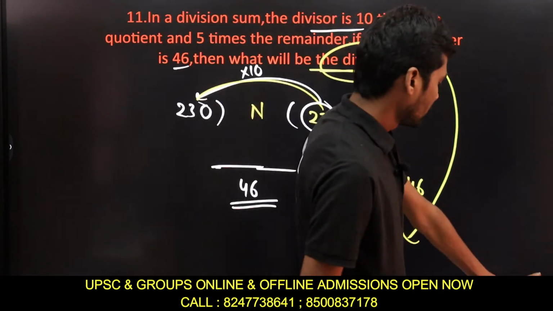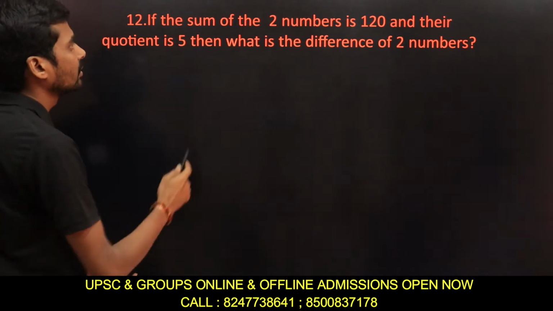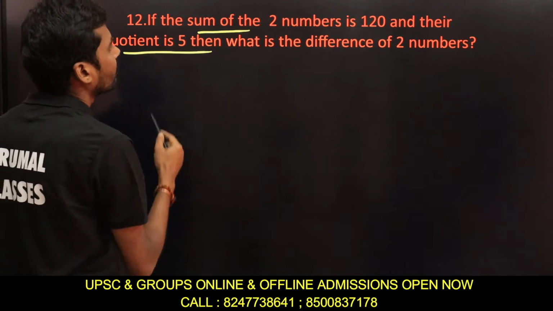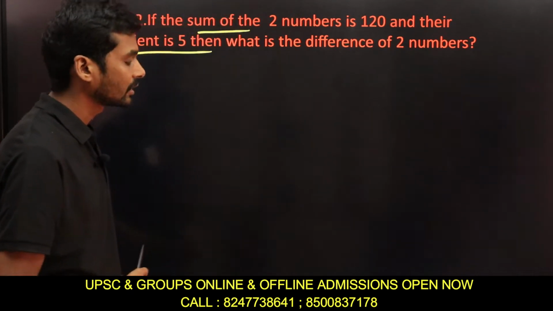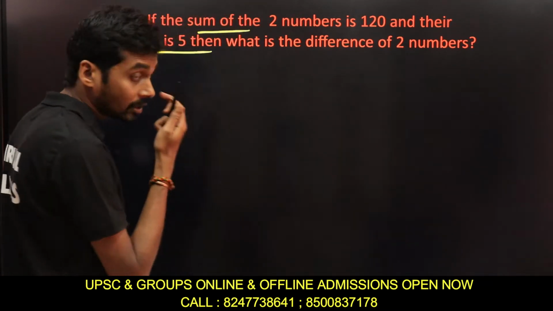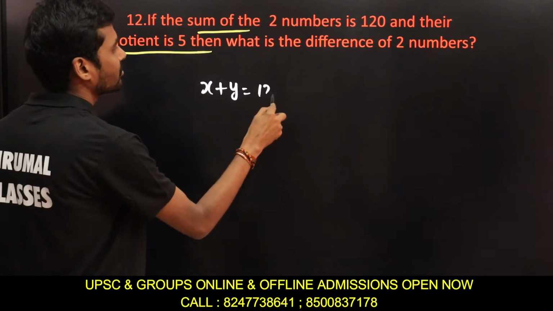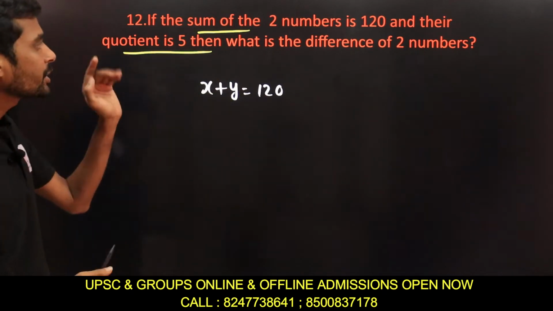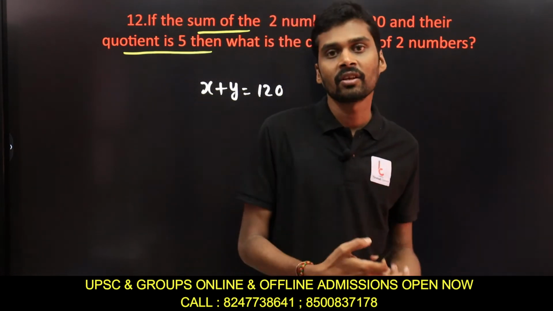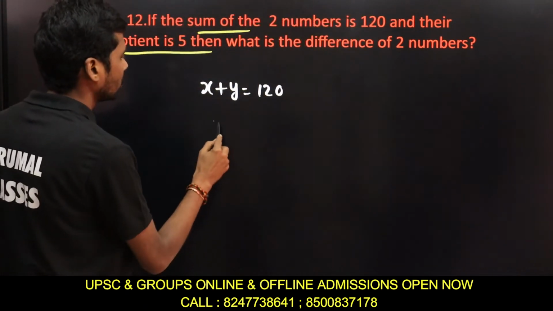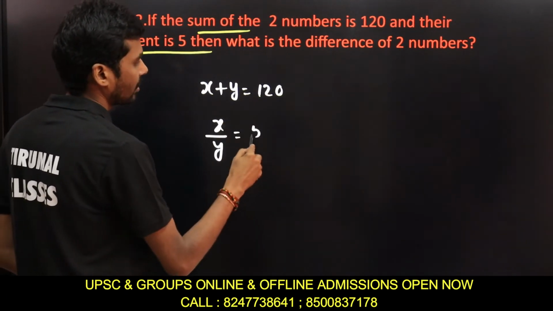Okay, let's go to the next one. If the sum of two numbers is 120 and their quotient is 5, then what is the difference of the two numbers? Since we don't know the two numbers, let's take them as x and y. The sum of the two numbers is x plus y equals 120, and their quotient is 5. So when x is divided by y, the quotient is 5.